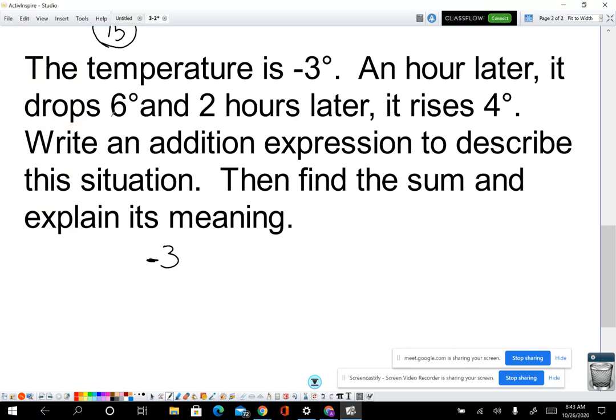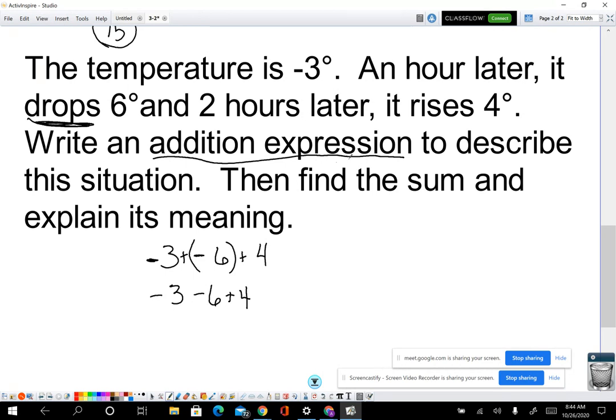An hour later, it drops 6 degrees. So that drop would represent a negative number. So we're going to drop 6 degrees. I can put a plus sign there and the -6 degrees in parentheses, or I can just write it as -3 minus 6. 2 hours later, it rises 4 degrees. So I can add that 4 onto the end. So that is our addition expression.